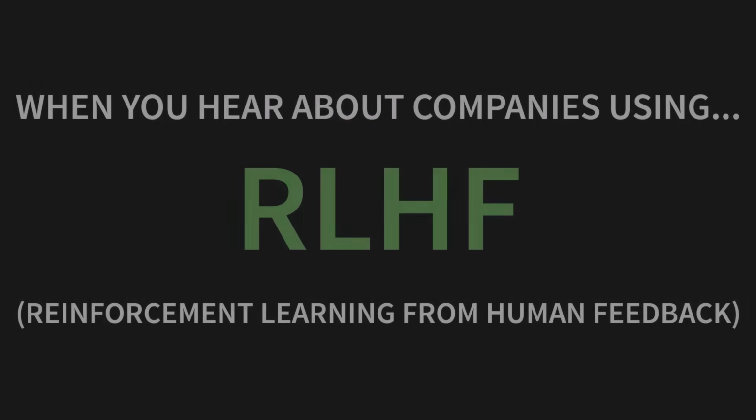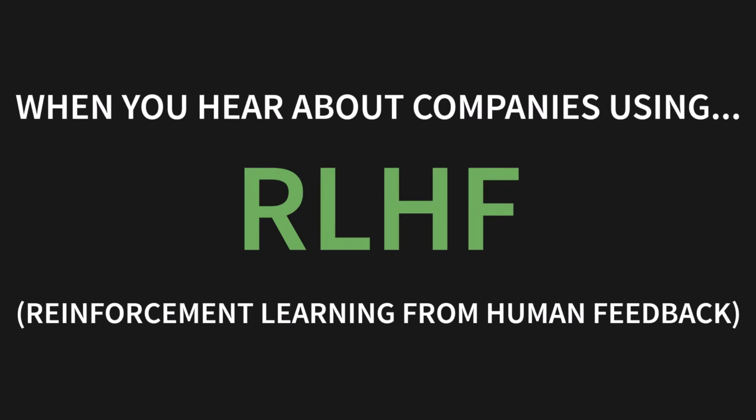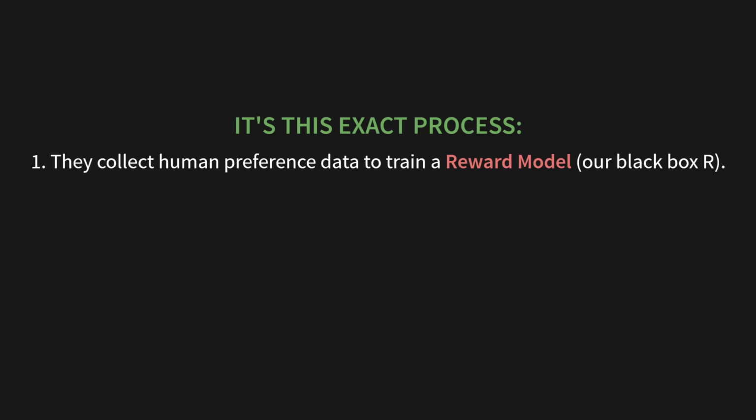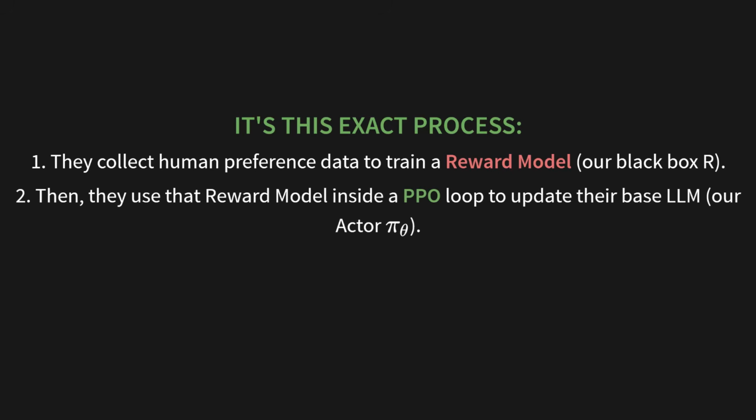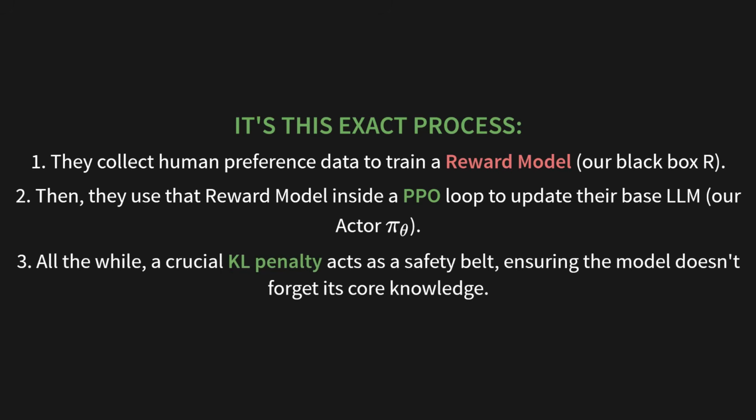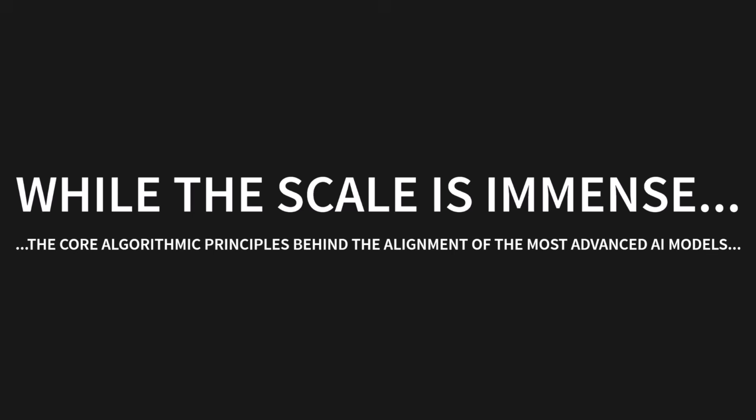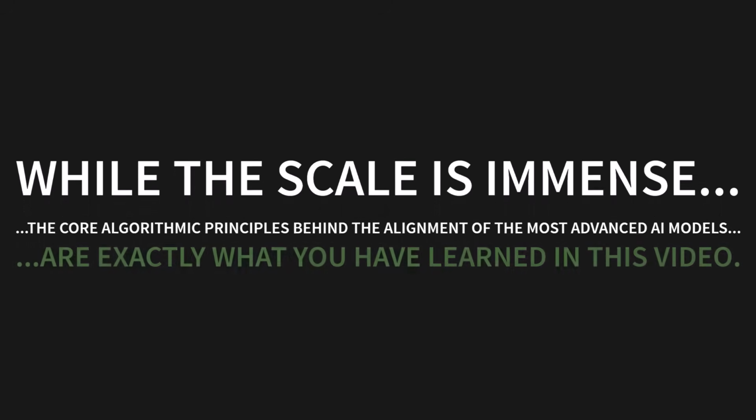When you hear about companies using RLHF, reinforcement learning from human feedback, this is the machinery at work. It's this exact process. 1. They collect human preference data to train a reward model. That's our black box R. 2. Then, they use that reward model inside a PPO loop to update their base LLM. That's our actor, pi sub theta. And 3. All the while, a crucial KL penalty acts as a safety belt, ensuring the model doesn't forget its core knowledge. And while the scale is immense, the core algorithmic principles behind the alignment of the most advanced AI models are exactly what you have learned in this video.